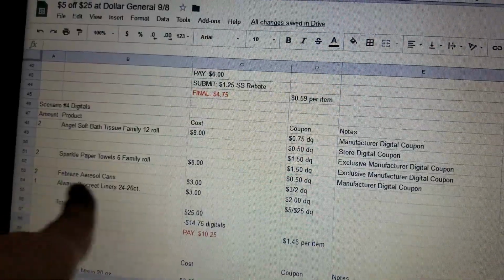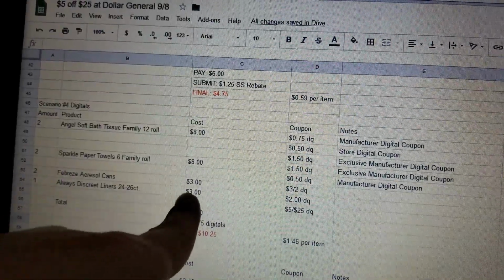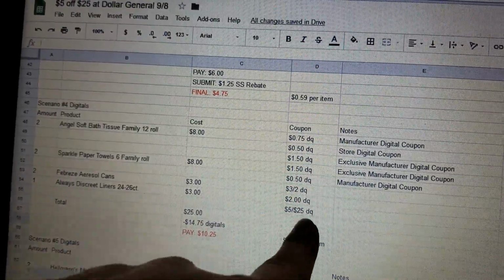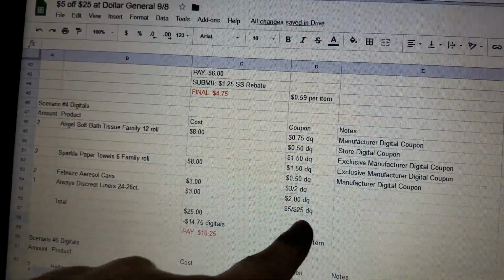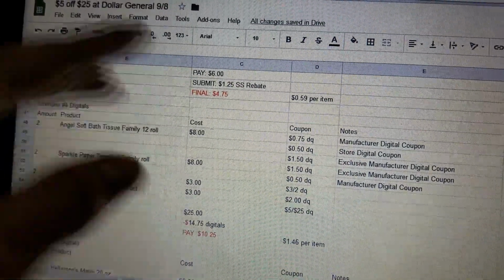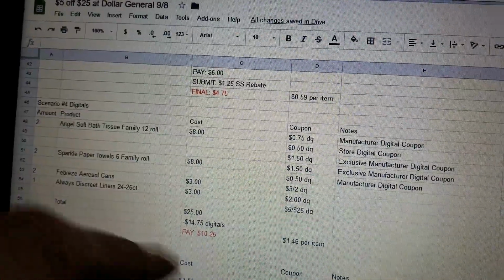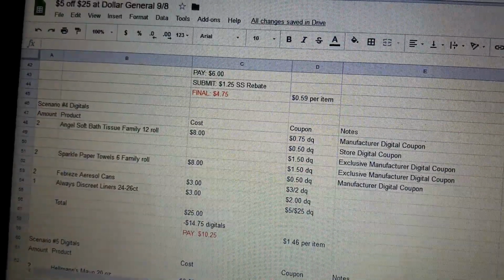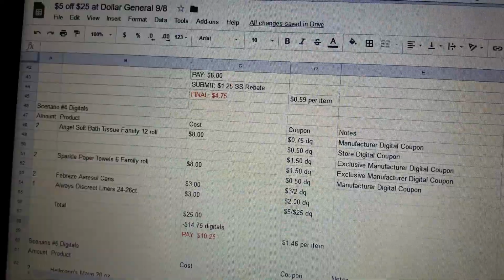Then you're going to grab one of the Always Discreet liners, 24 to 26 count. They're $3. We have a $2 digital, and then we have our 5 off of 25. The subtotal is $25. Type in your number, $14.75 pops off. It's $10.25 at the register, so that's $1.46 per item.